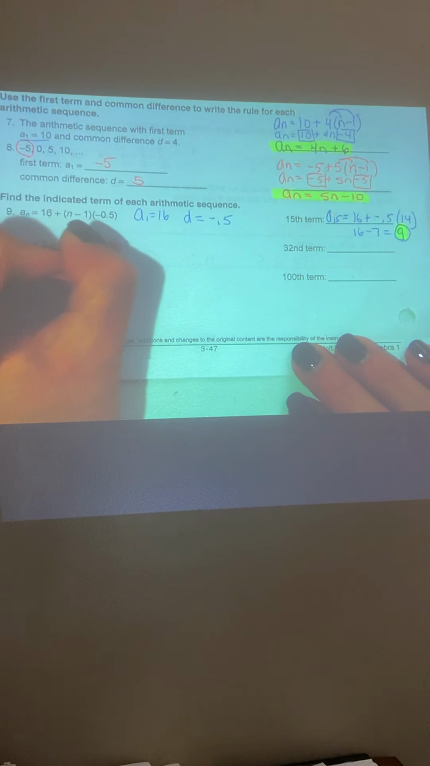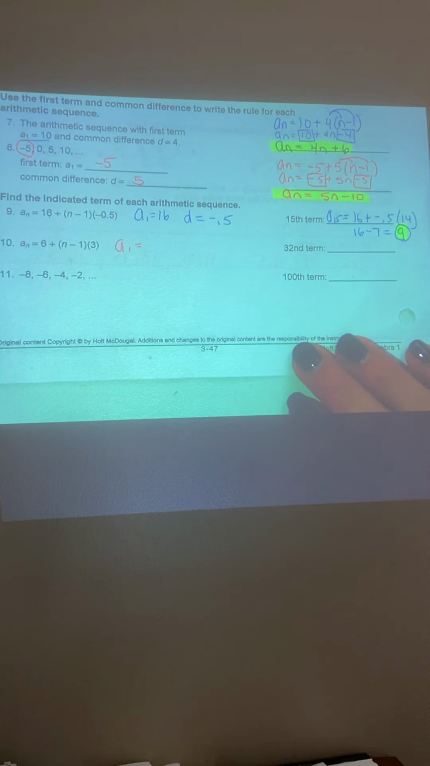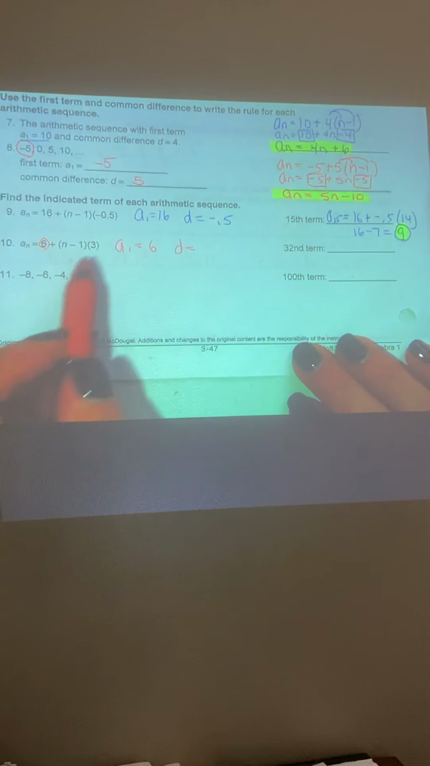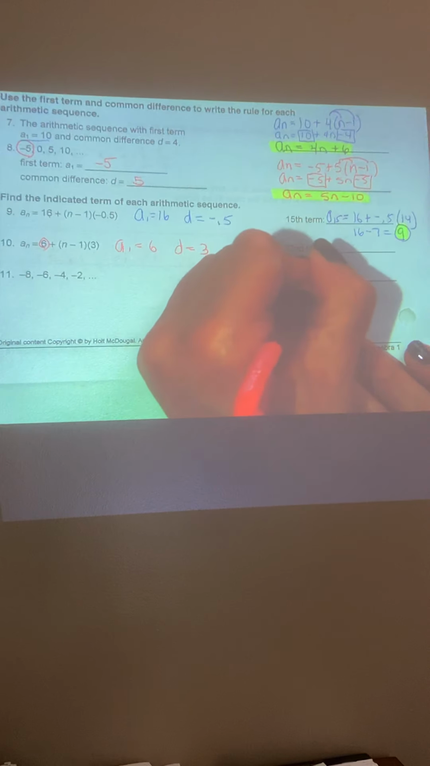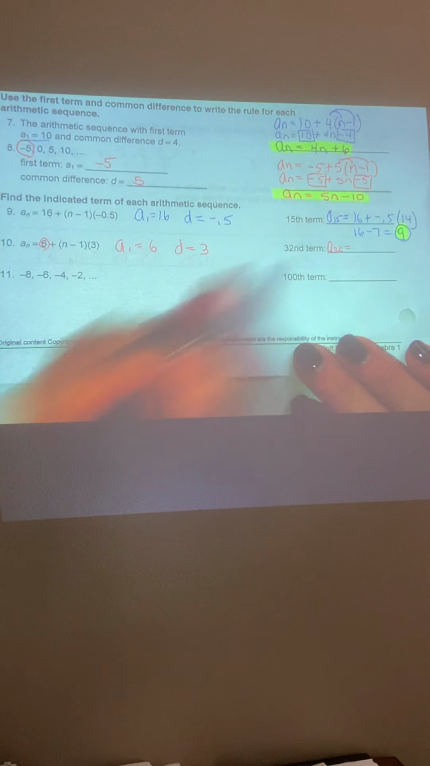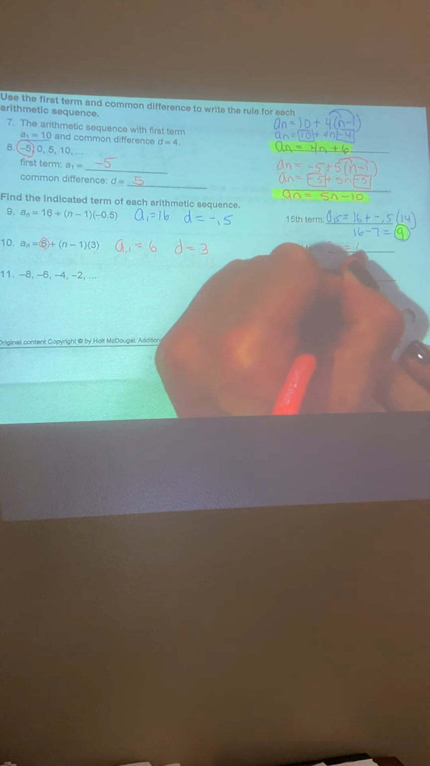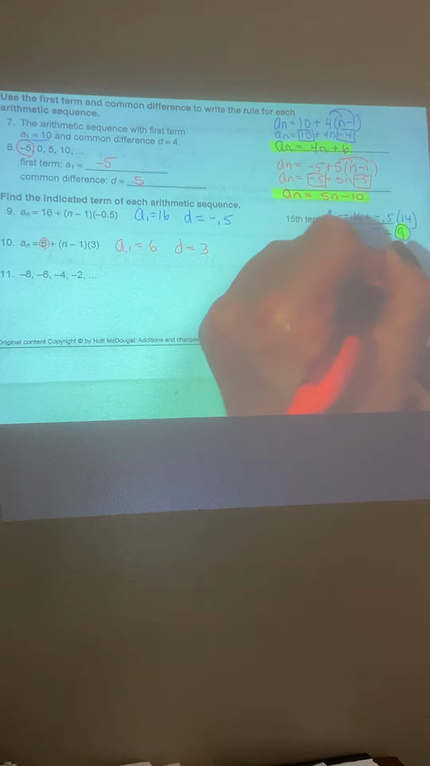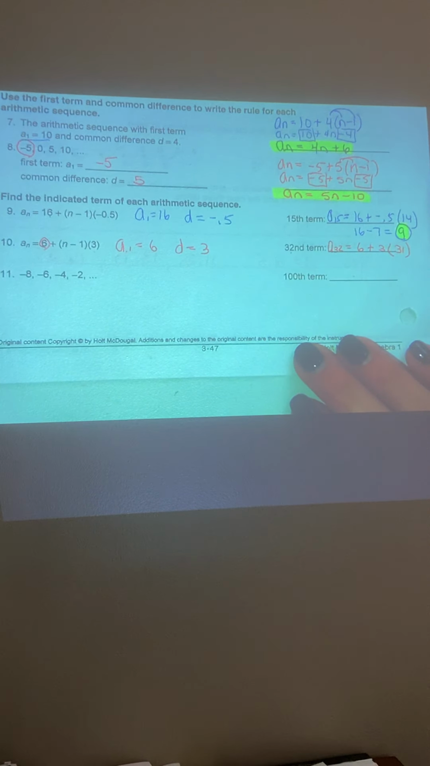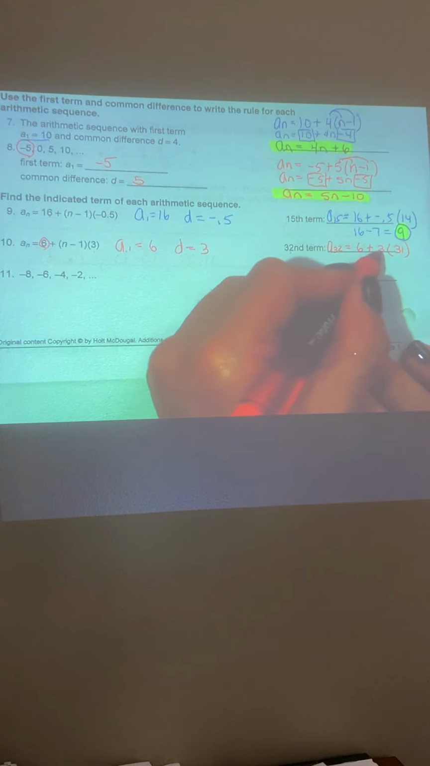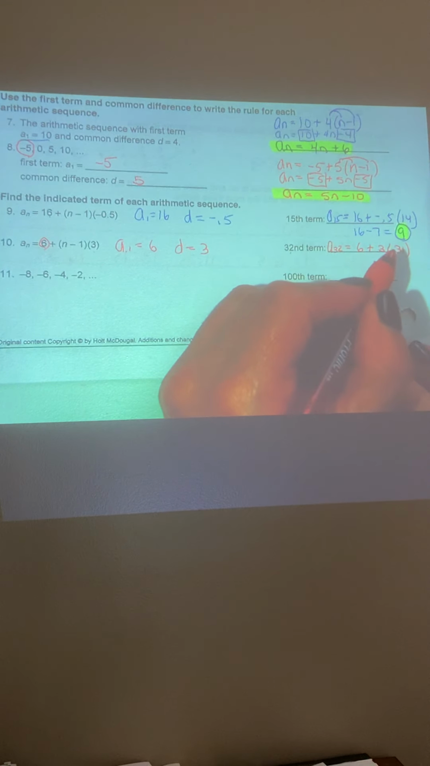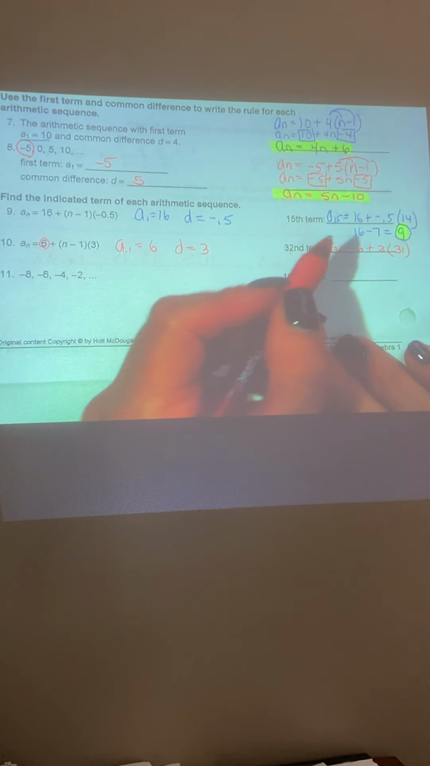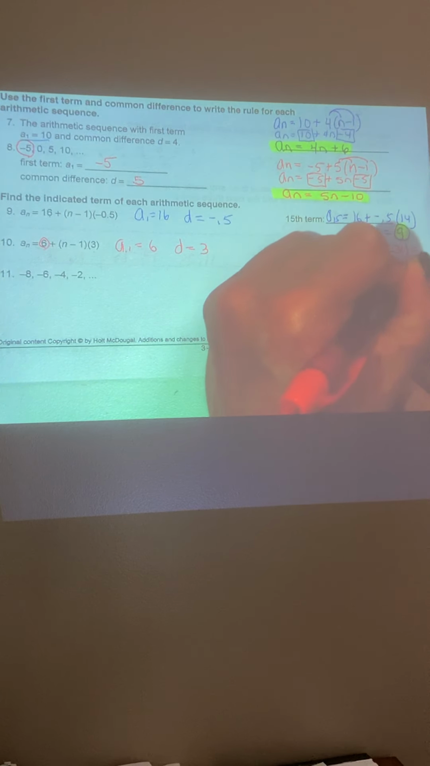Next, okay, A1, first term, is 6. Common difference is 3. Okay, A32 equals first term, 6, plus common difference, 3, times n minus 1. 32 minus 1 is 31. 31 times 3 is, I'm sorry, 93, plus 6 is 99.